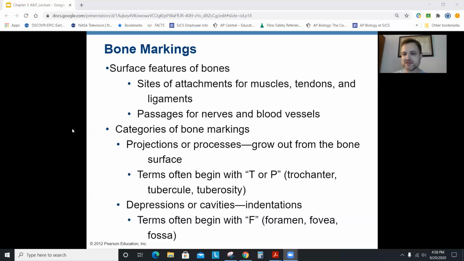Projections or processes are typically things that stick out, all right? Like the thing at the base of your skull here, the back of your head, or the ends of your humerus. They are things that stick out, all right?